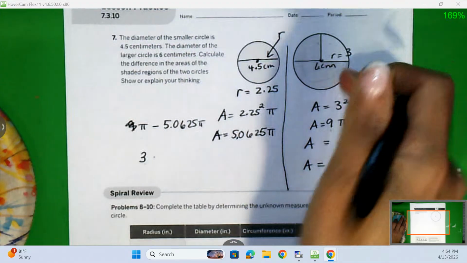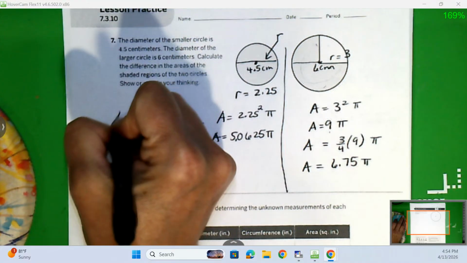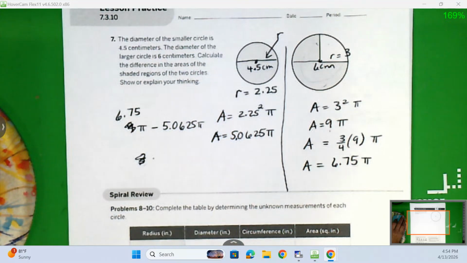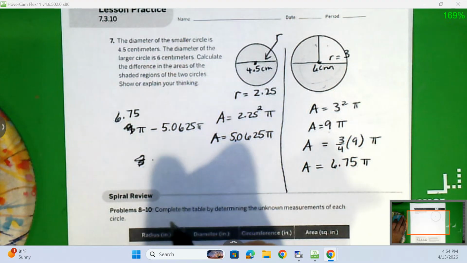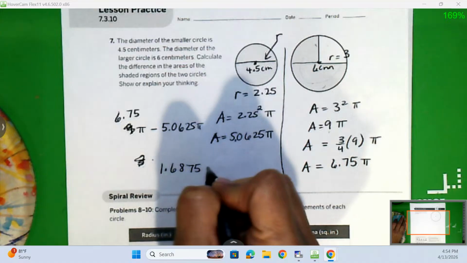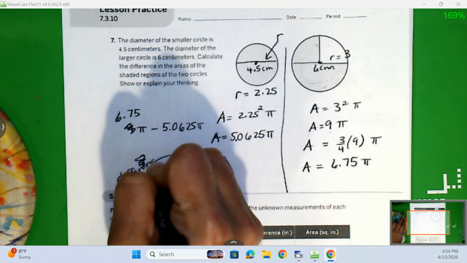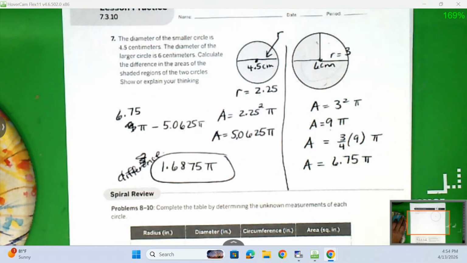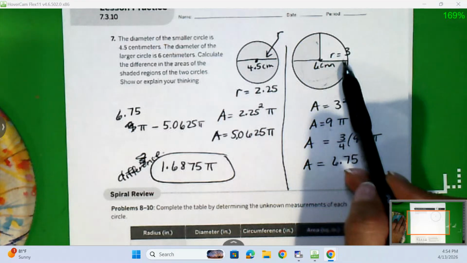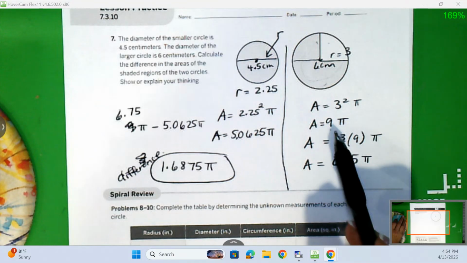So we didn't have the full circle there. It looks like a full circle, but we're only comparing the shaded regions. So this is going to be 6.75 minus the 5.0625. So if we do that math, we're going to get 1.6875 pi as our final answer for the difference. Okay, so be careful. If you have half a circle, whenever you finish your area formula, you're dividing by 2. In this case, we had 3/4 of it, so we're taking 3/4, or doing 0.75 times the full area of the circle.